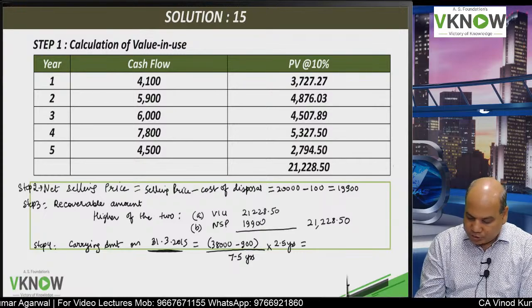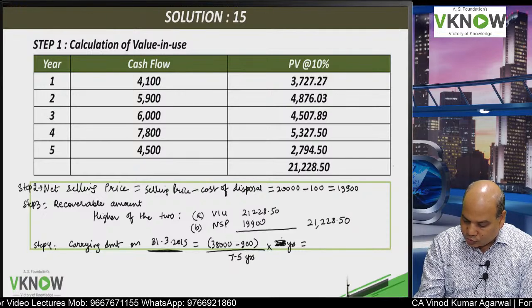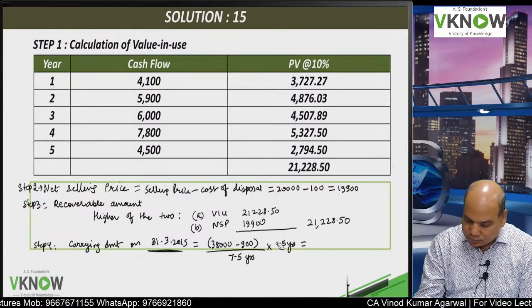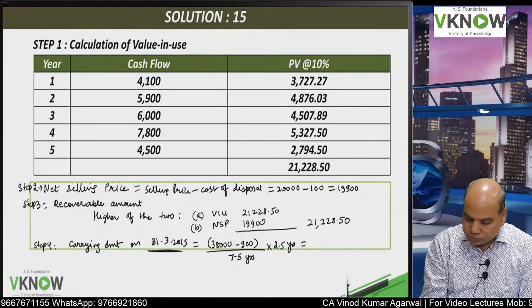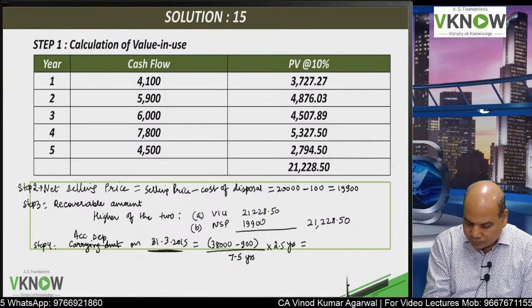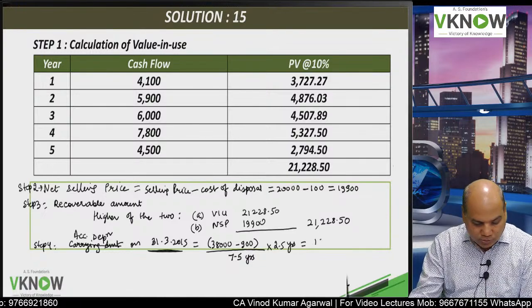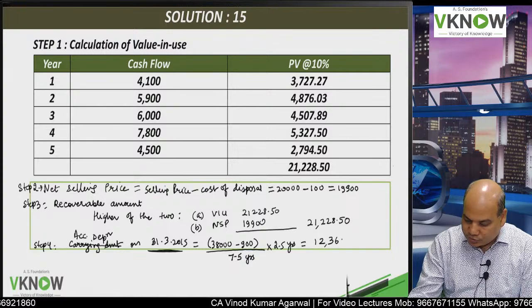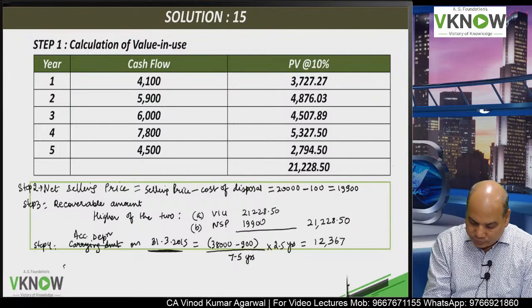That is your total depreciation. So 2.5 years are over, so what I am getting is depreciation. So instead of carrying amount, write down accumulated depreciation. On 31st March 2015, this will come to 12,367. Accumulated depreciation 12,367.